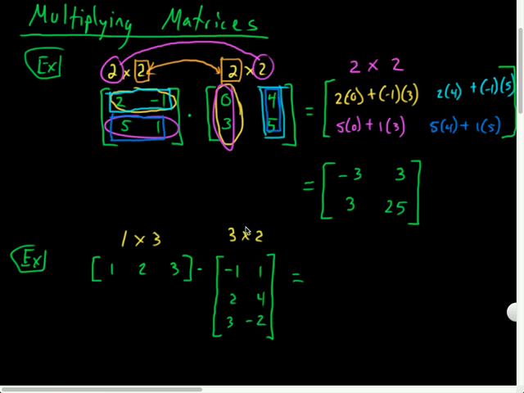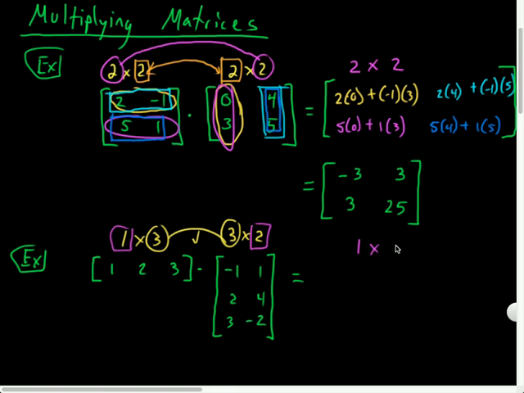So, can I multiply these? Well, let's see, what's important? Do the inner numbers match? Yes, so that's good to go. So that means I can multiply them. And the size of my answer matrix is going to be the outer numbers. It's going to be a 1 by 2 matrix.